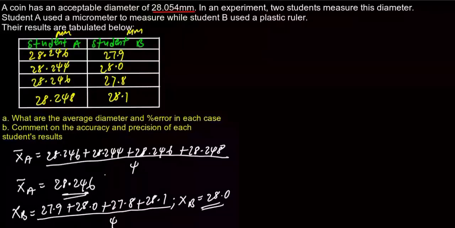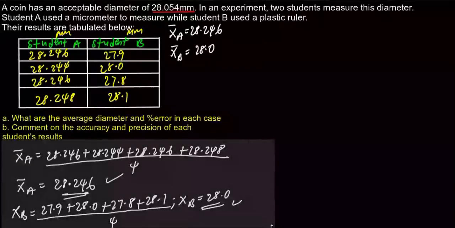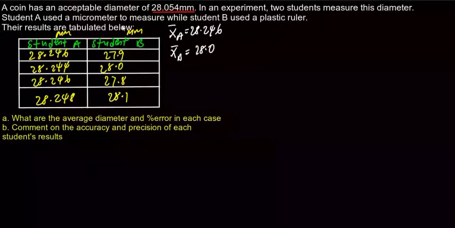So this is the average diameter. We've gotten the first one, we've gotten the second one. So I'll write this down and erase it. We have the mean of A to be equal to 28.246, and we have the mean of B to be 28.0. Now we've gotten this, what's the next thing?